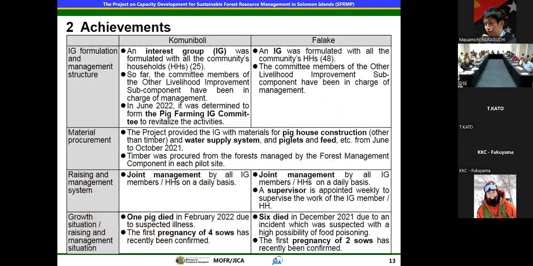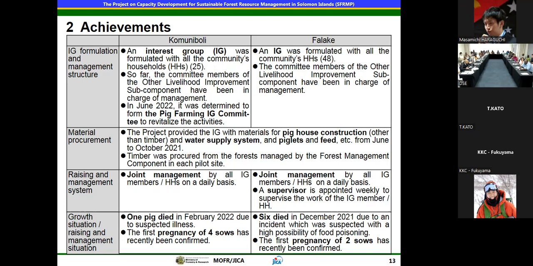Okay, let's move to the achievements. Achievements for the project. There are two parts: Komini and Falake. So the IG formulation and management structure. An interest group was formulated in Komini with all the community households. There are 25 households in the Komini community.